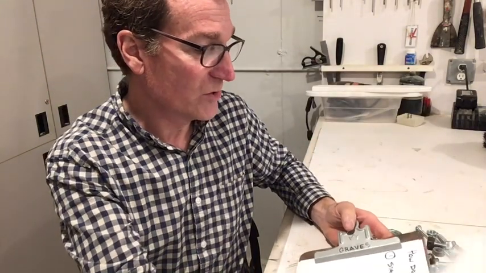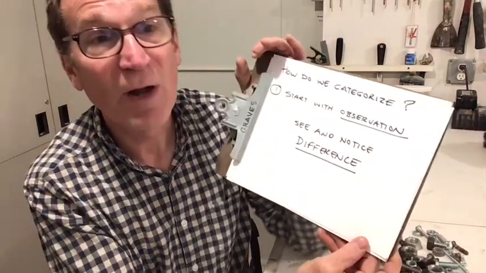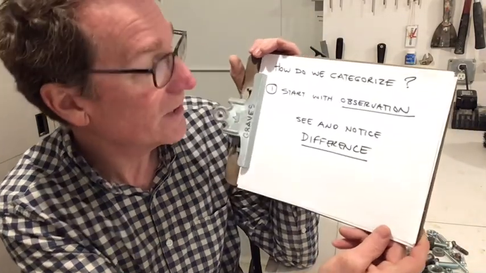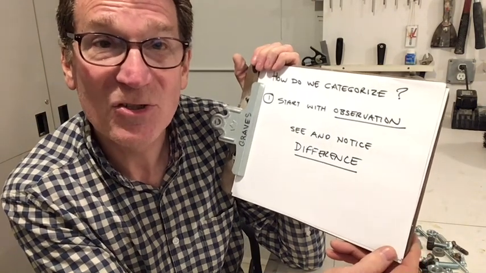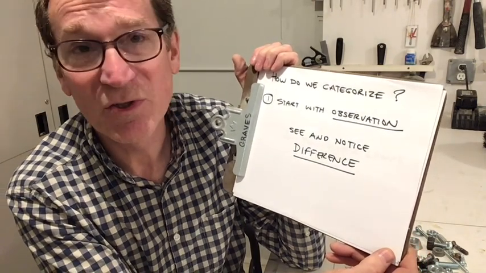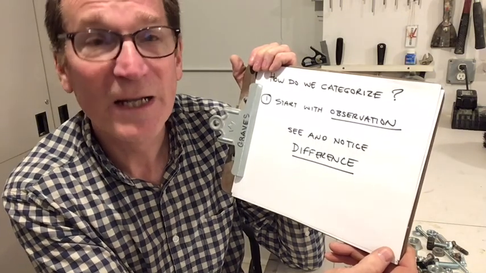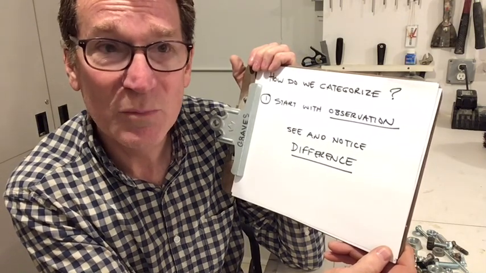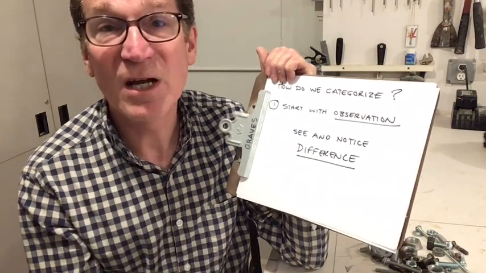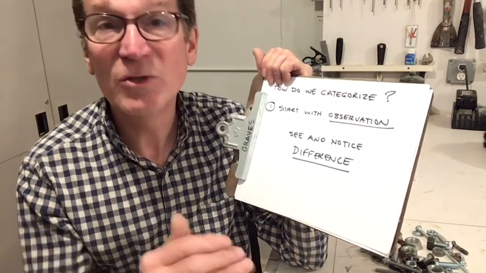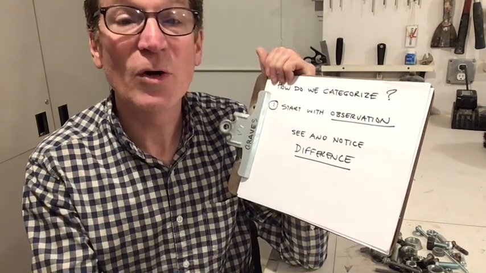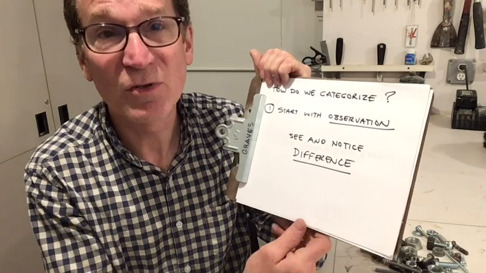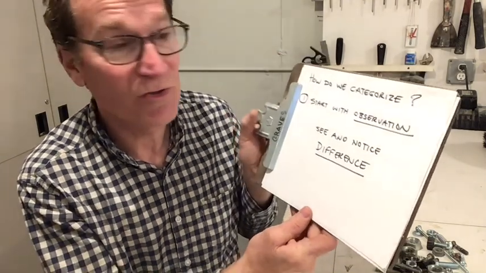If we wanted to identify how we categorize things, we start with observation. And science is actually a lot about observation, observing our natural world. And that's what we want to try to do. We want to be good observers. When we observe well, we see and we start to notice difference. Once we see and notice difference, we can then start to classify things or categorize those into different groups. And that's what we want to try to understand this week.